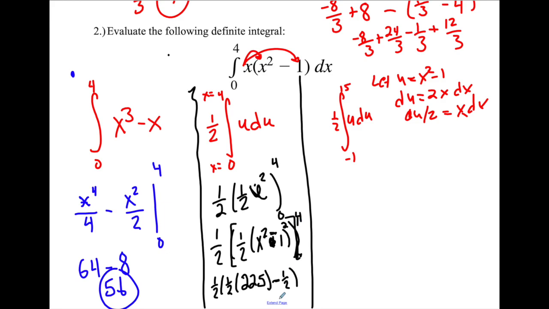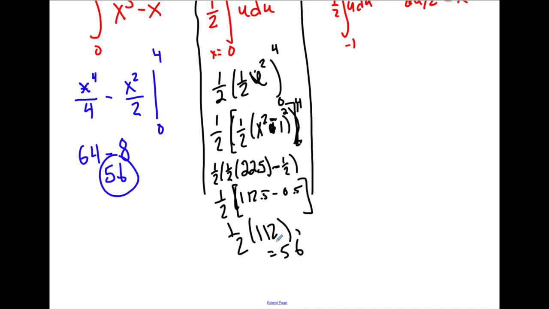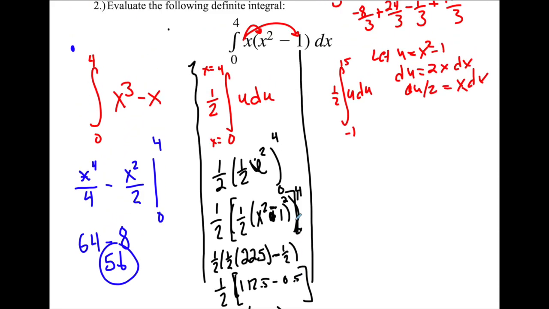So I'll show you what this looks like again. So if you do this, 1/2 of 225, so looking at 1/2 of 112.5 minus essentially 0.5. So it's 1/2 of 112, or 56. So you get the same answer there as well. So as you can see though, from my perspective, just a little bit more difficult to work through it. Maybe that's why, think about that substitution.